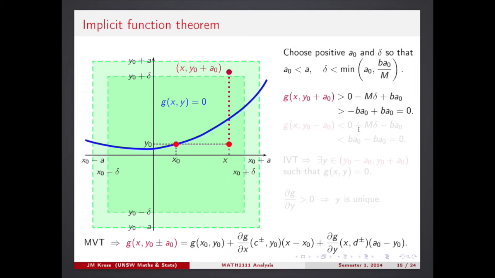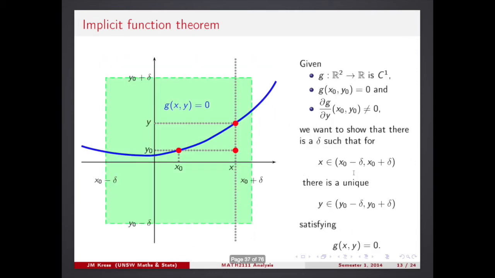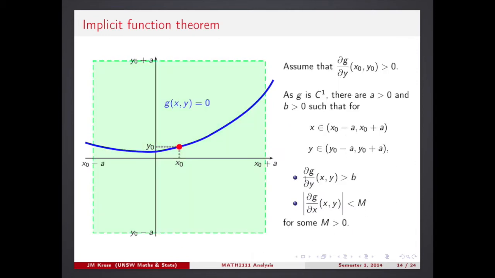Question. Yes? What's b anyway? It's just some number which separates my y derivative from 0. It was from the slide before. Look at this again. Here, it says the partial derivative of y is bigger than b. Why is that? Because it's positive at one point, and because this function is continuous, it's not only positive, it's away from 0 in some neighborhood of a point. It's a continuity thing.